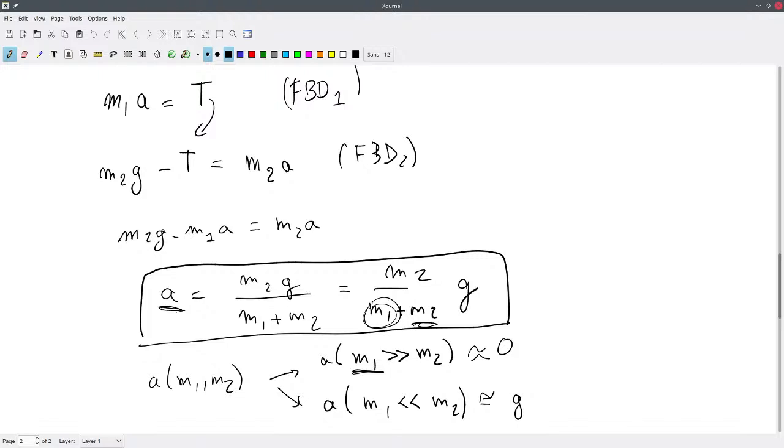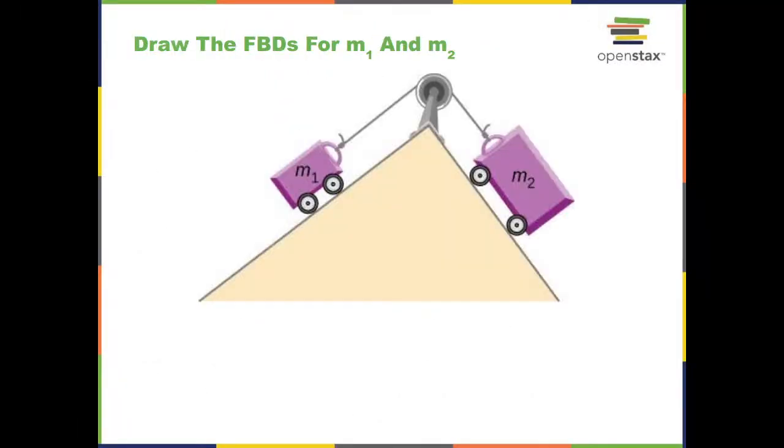Okay, we'll continue with that next week, Monday, and we'll talk about some more problems. For example, things like this: what happens if those two masses are now at an angle? Okay, that's it for today.